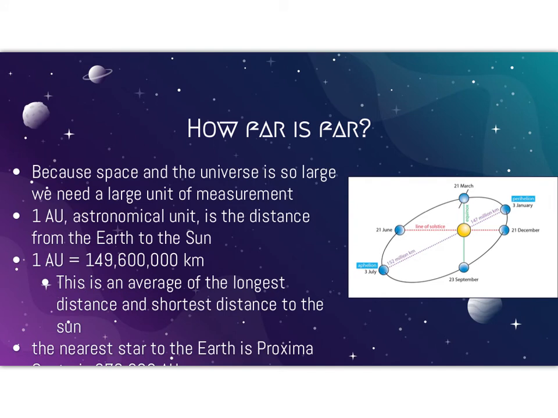So how far is far? Because space and the universe are so large, we need a large unit of measurement. We're not going to measure in kilometers or centimeters, because it just seems so small in the grand scheme of things. So 1 AU, or an astronomical unit, is the distance that we use. It is the distance from the Earth to the sun. Again, this is an average between the shortest and the longest distance.